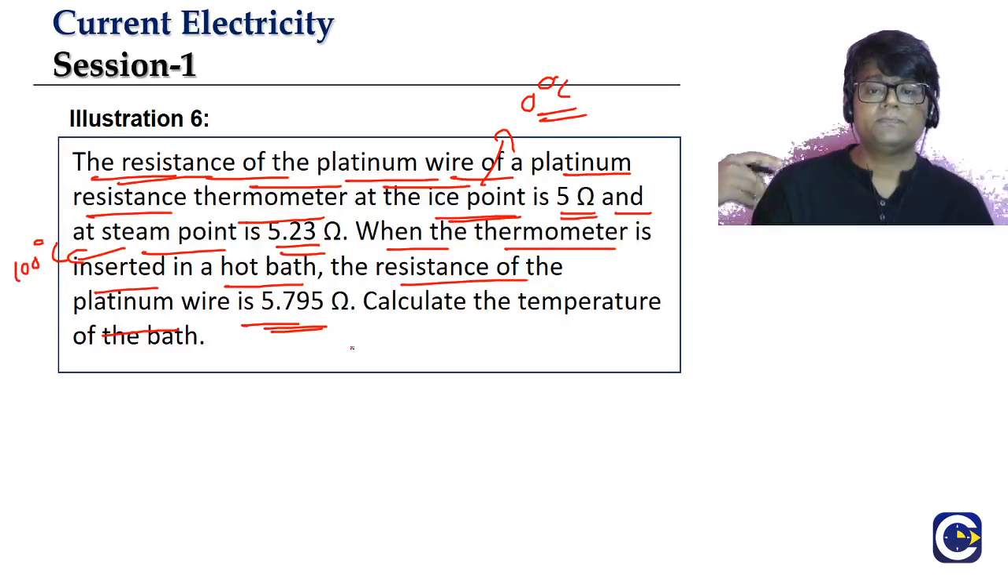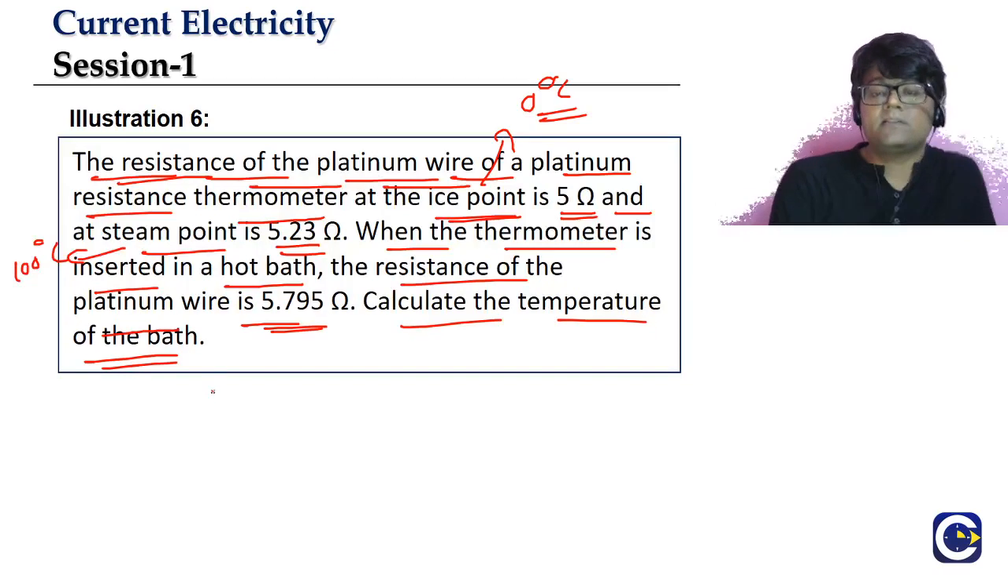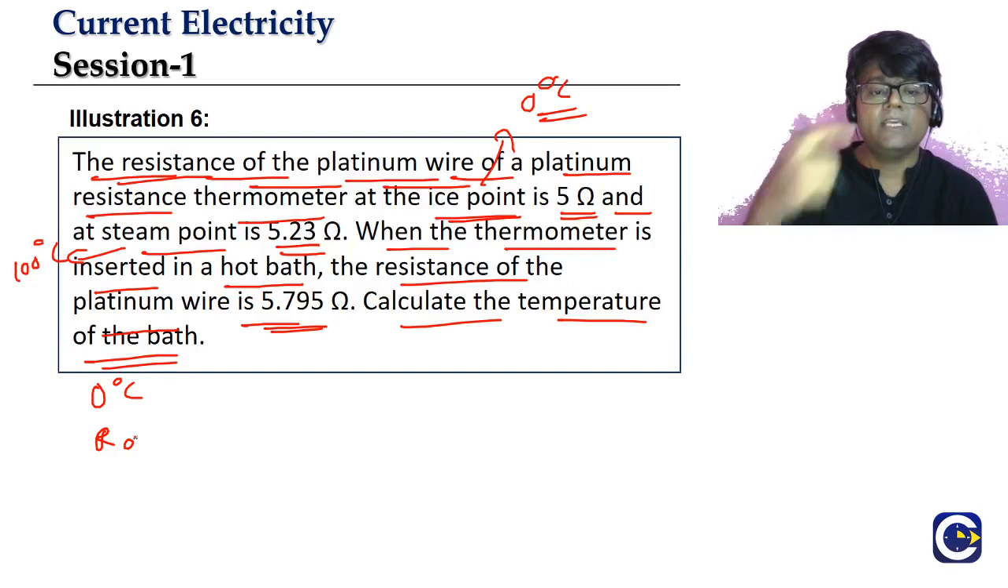5.795 ohms. We need to calculate the temperature of the bath. What we need to find, guys? We need to calculate the temperature of the bath. Okay, let's look at this question, guys. Here the 0 degrees we'll take as the base temperature, where we'll have the R0.